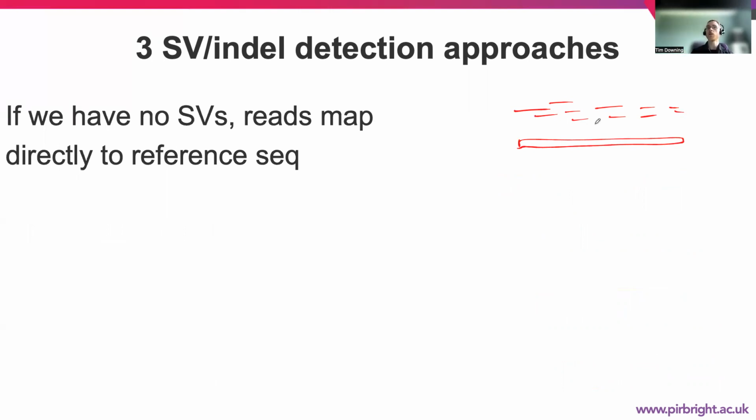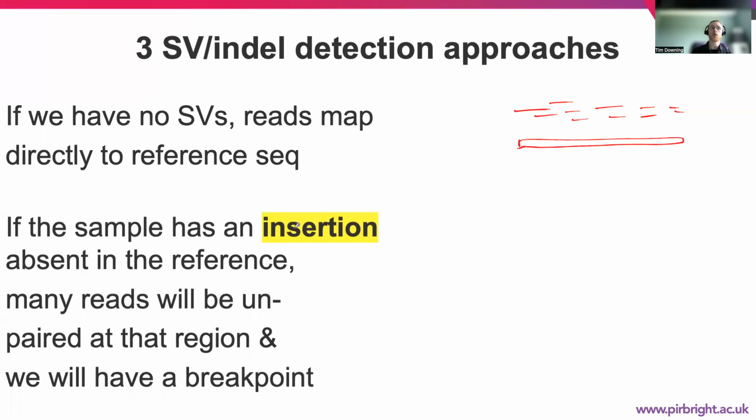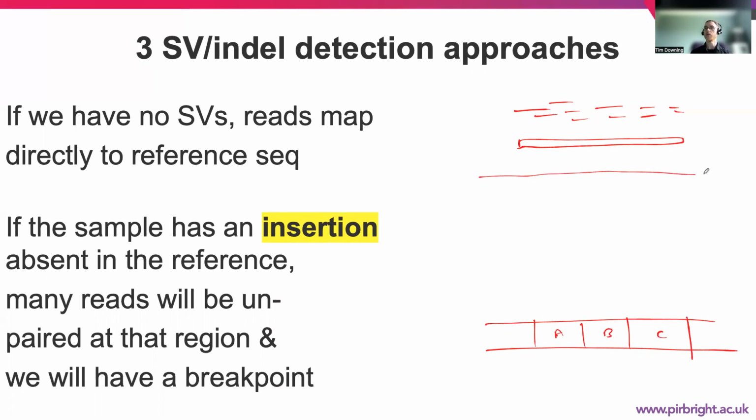But if we have a different situation where a sample has an insertion that's absent in a reference, that's an additional sequence. So if you imagine, we have our reference down here, and let's say it's A, B, C, like we had before, and we have the same sample. We don't know the actual DNA sequence of the sample, but let's just say, for example, this is A, B, E, and C.